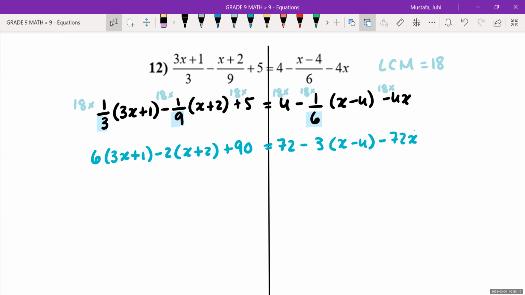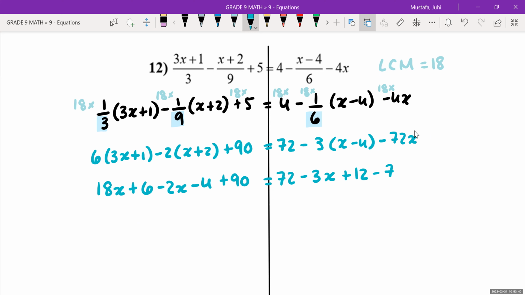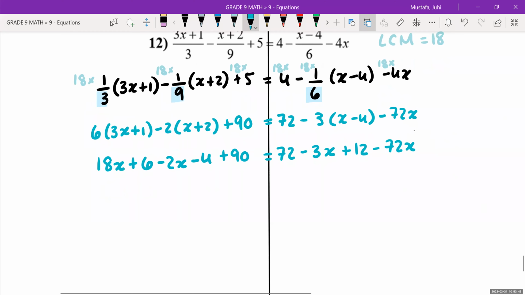Now we're going to take all of the numbers outside of the bracket and multiply them with all the numbers inside. So 6 times 3x is 18x. 6 times 1 is 6. -2 times x is -2x. -2 times 2 is -4 plus 90. Can I subtract 72 and 3? Or do I have to first distribute the 3? Yeah, you cannot subtract those. We're going to have to distribute it. So negative 3x plus 12 minus 72x.